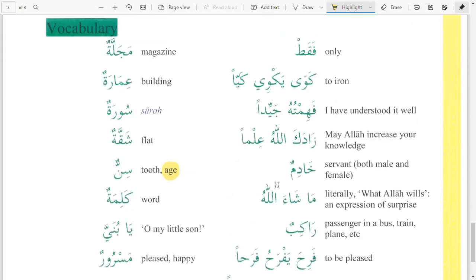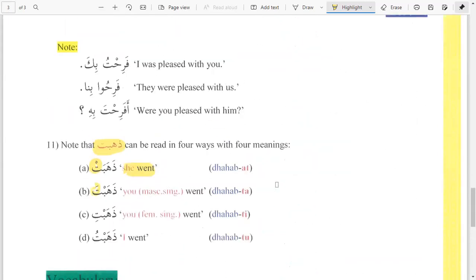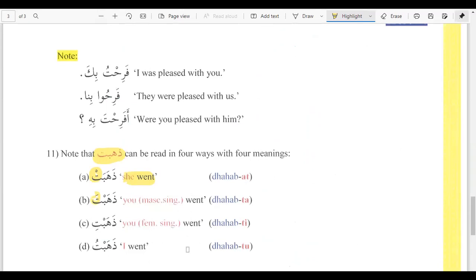And this was our lesson here. This is the end of our lesson. And inshallah, we will do it tomorrow.